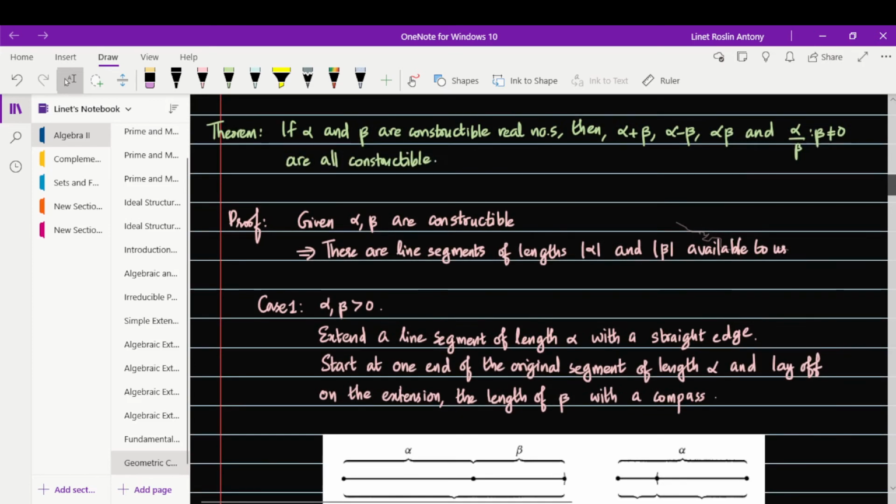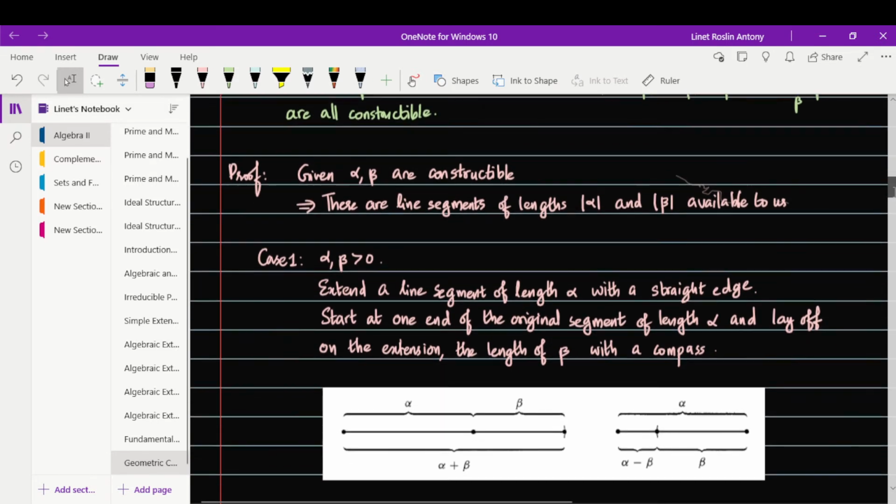Now we are moving on to a theorem which says that if alpha and beta are constructible real numbers, then alpha plus beta, alpha minus beta, alpha beta, and alpha by beta, where beta not equal to 0, are all constructible real numbers. So to prove the same, we are given that alpha and beta are both constructible. That means there are line segments of lengths modulus of alpha and modulus of beta which are available to us. Okay, so as of now we are going to split into cases.